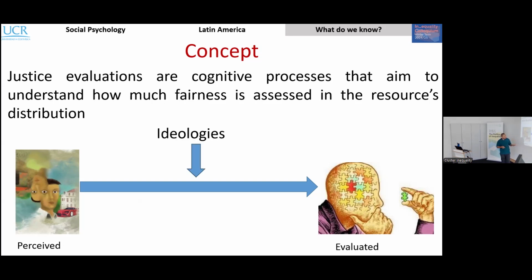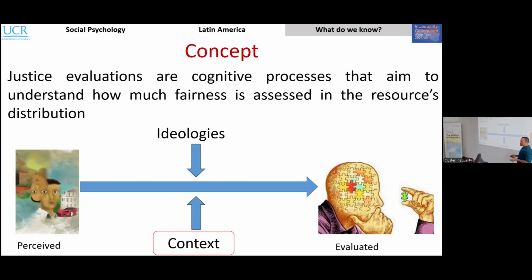In this evaluation there are two constructs that have a huge influence on how people evaluate unfairness in their country or in their society. First, ideologies, because again, people have different ideas of how society works. I mean, we all have ideas of how society works. It can be meritocratic values, social dominance orientation, system justification. I mean, different ideas of how society works.